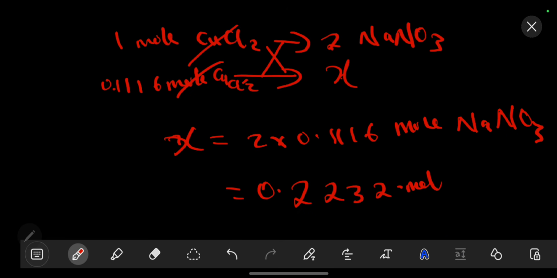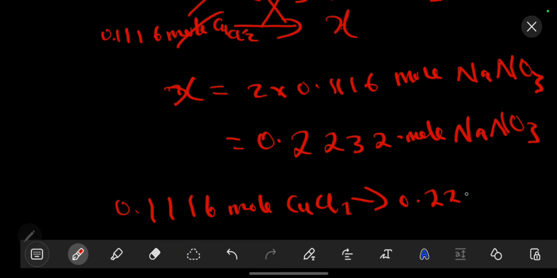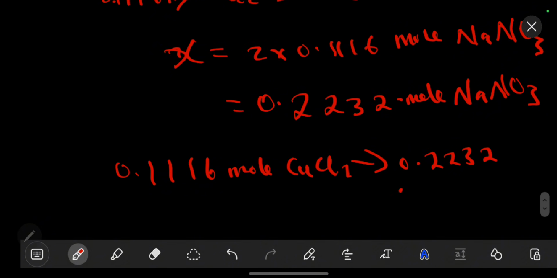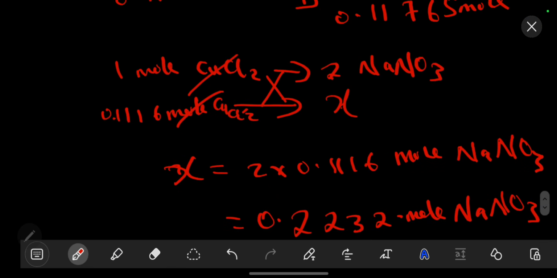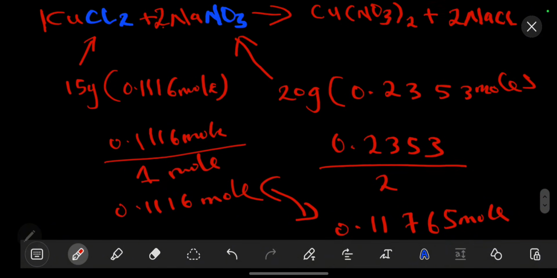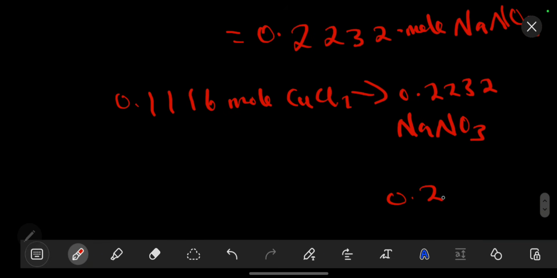0.2 moles of sodium nitrate. So that means 0.1116 moles can only react with 0.2232 moles of sodium nitrate. So what was the actual value that we found? The actual value that we found was 0.2353. As you can see, this amount that is available is too much.